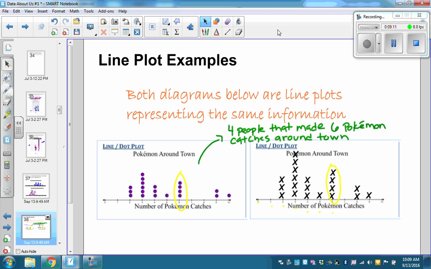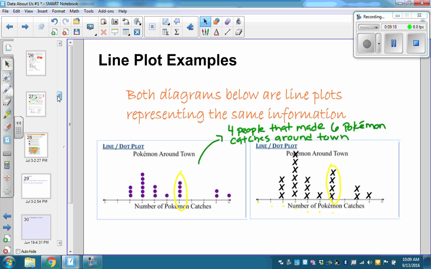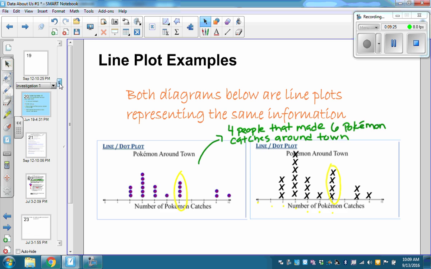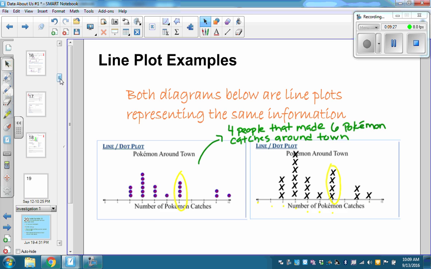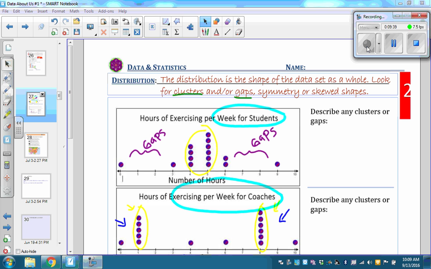If you look back in your note catcher, there are also samples of line plots in your note catcher using that Pokemon example, I believe, or using the exercise that we had talked about. Let me bring you back to that picture. There you go. That's also a line plot using the dots.